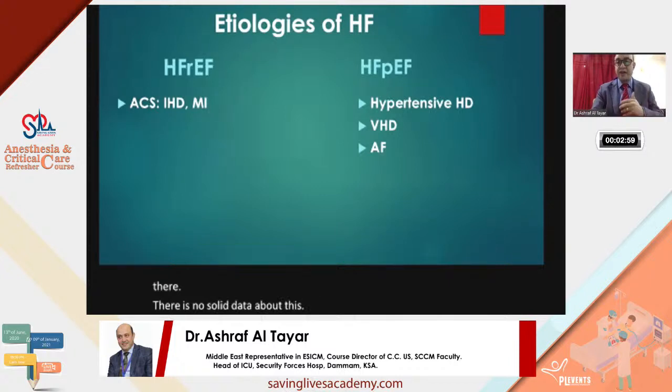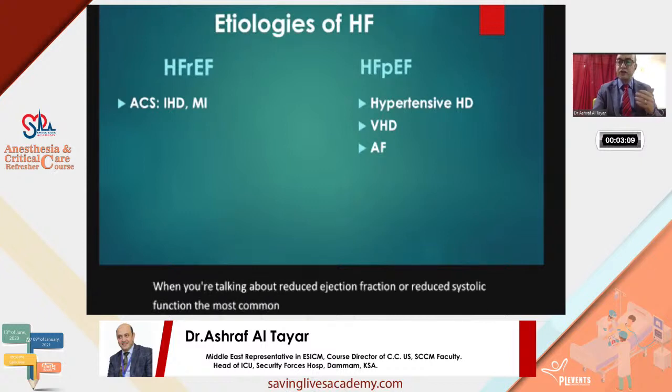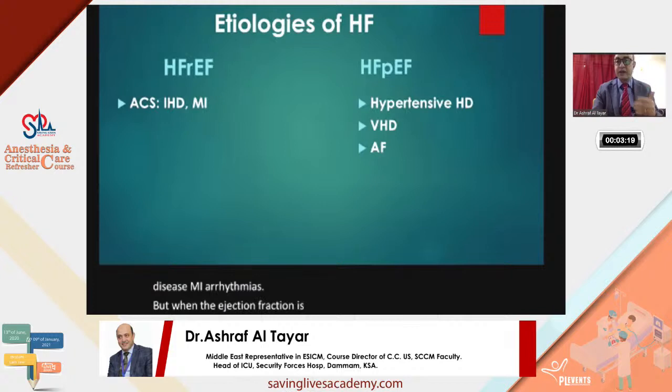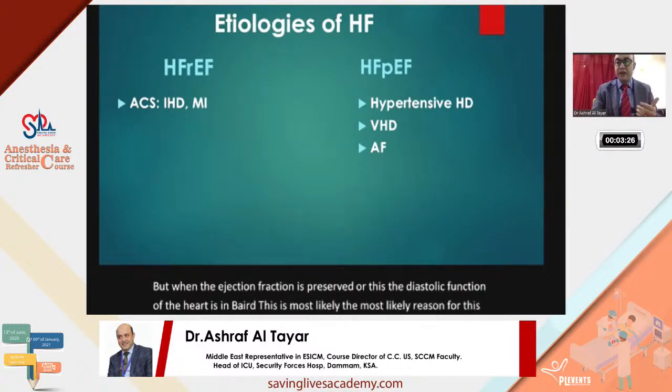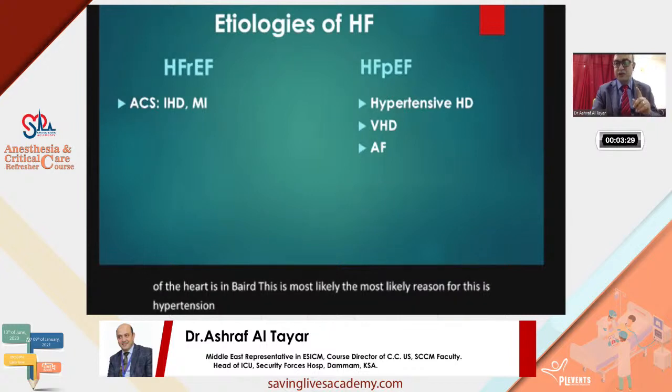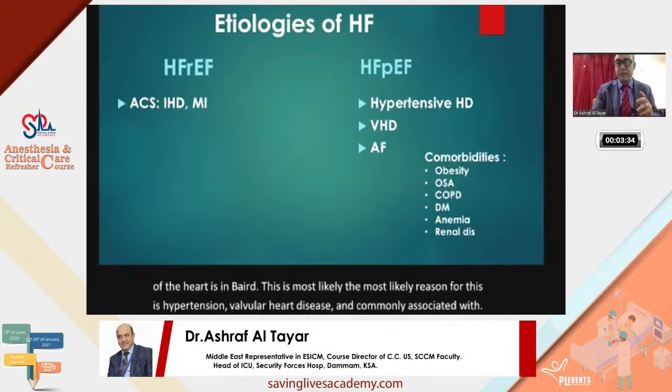Etiologies are very variable. When you're talking about reduced ejection fraction or reduced systolic function, the most common reason for this is usually ischemic heart disease, MI, arrhythmias. But when the ejection fraction is preserved or the diastolic function of the heart is impaired, the most likely reason for this is hypertension, valvular heart disease, and commonly associated with AF from the arrhythmia.